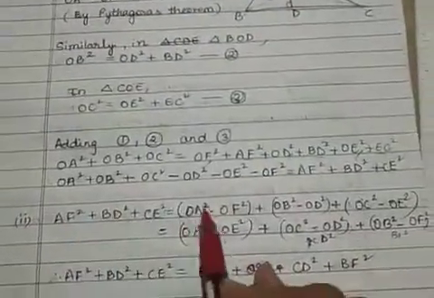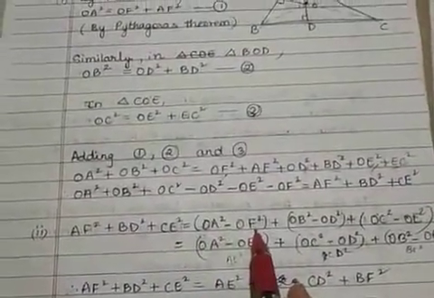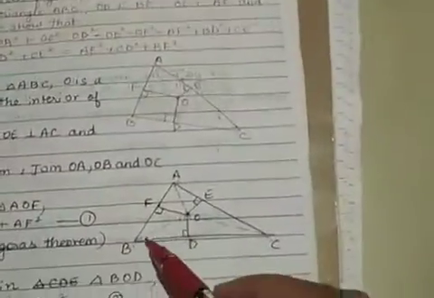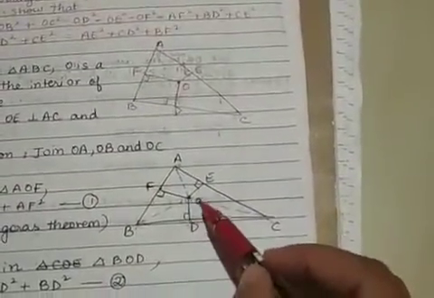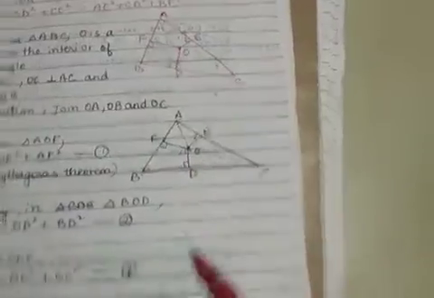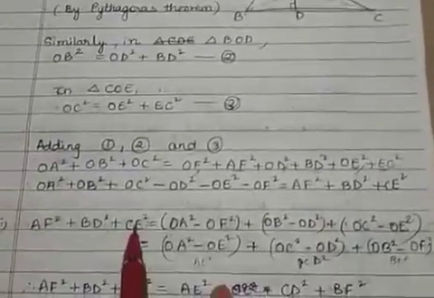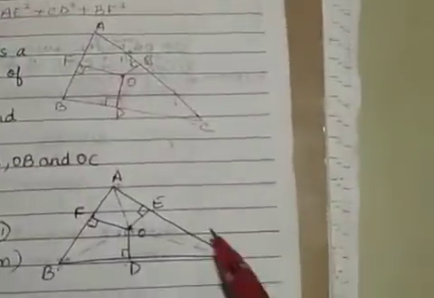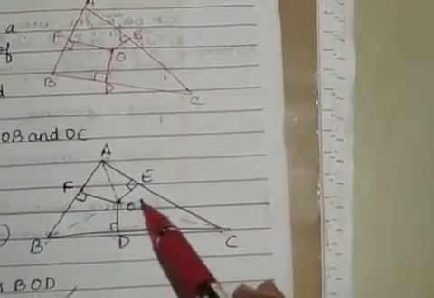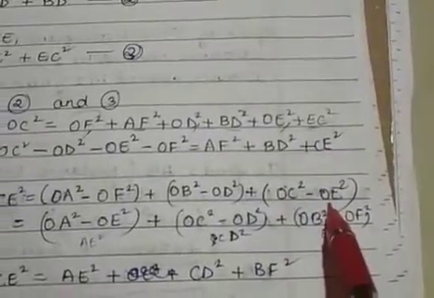So AF square is OA square minus OF square. What is BD square? BD square is OB square minus OD square. Next is CE square. So CE square is OC square minus OE square.